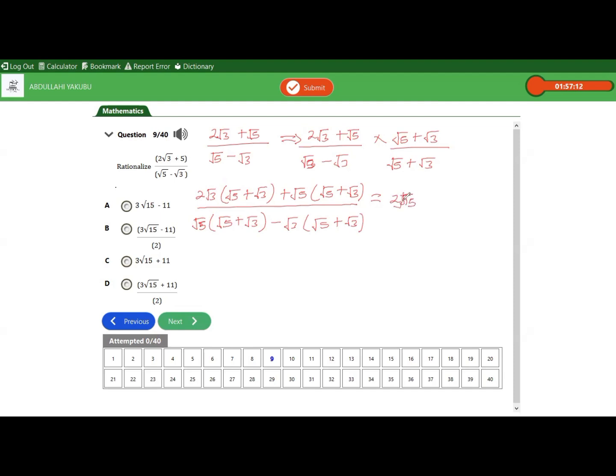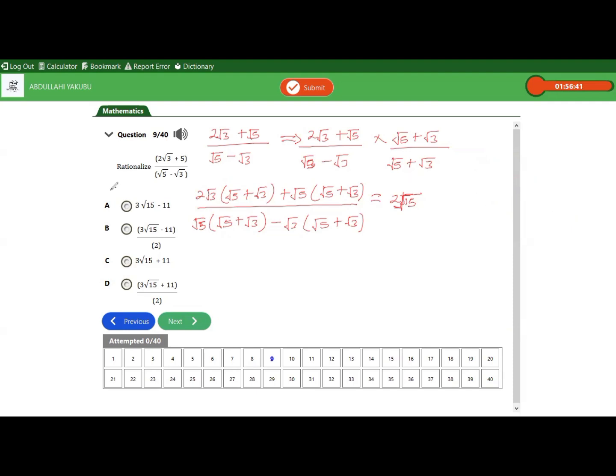In surd, if I have root 2 times root 3, it's the same as root 2 times 3 to give me root 6. So here I'm having 2 root 3 multiplied by root 5. So that will give me 2 root 3 times 5, which will give us 2 root 15. I hope this is taken. Let's clean this side.